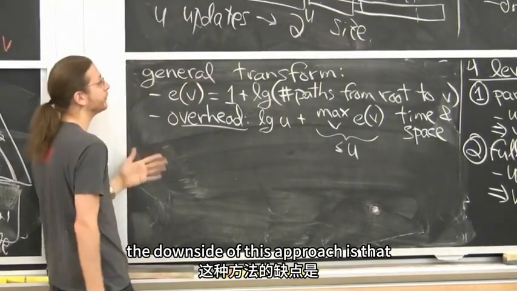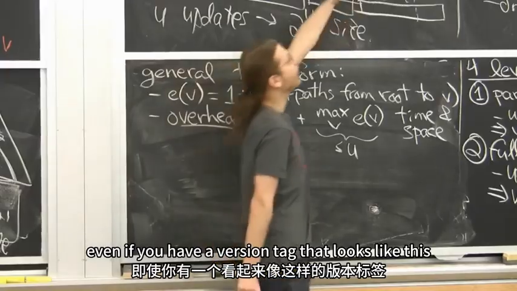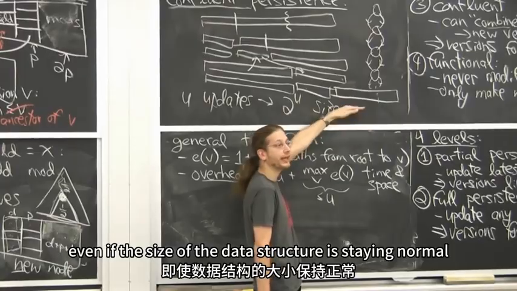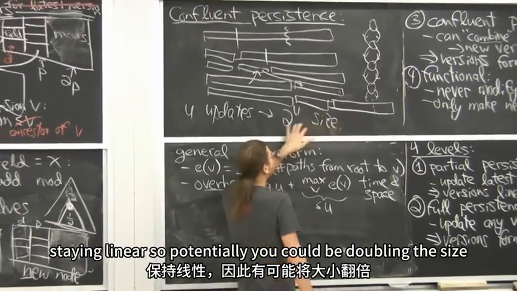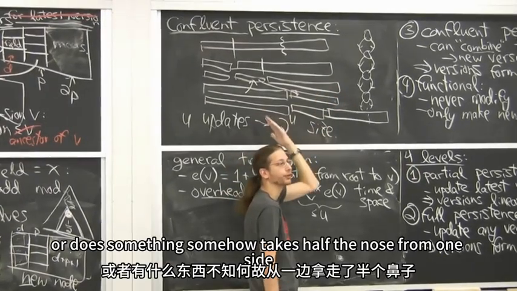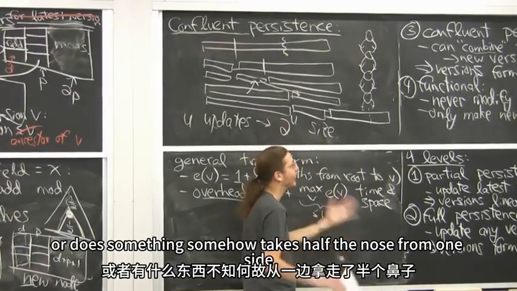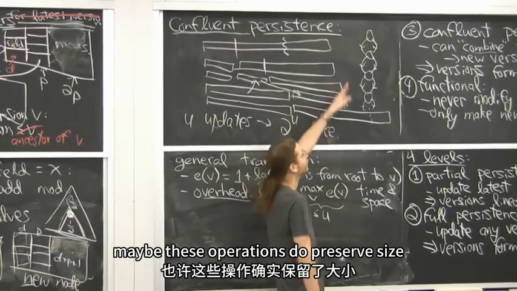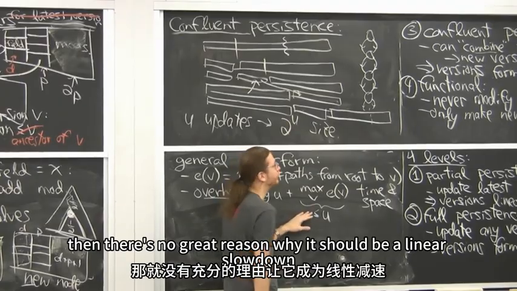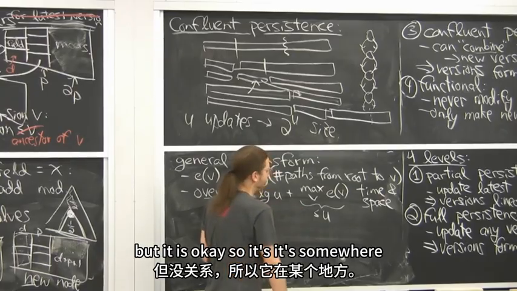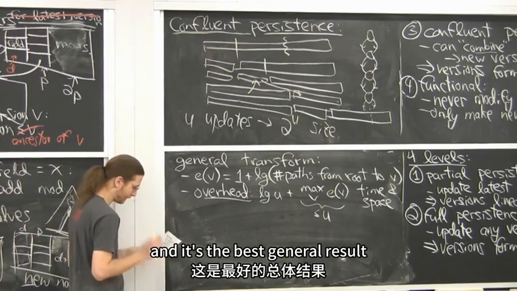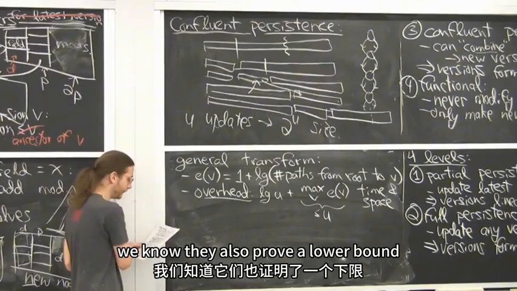The downside of this approach is that even if you have a version DAG that looks like this, even if the size of the data structure is staying normal, staying linear, so this potentially you could be doubling the size, but we don't know what this merge operation is. Maybe it just throws away one of the versions or does something, somehow takes half the nodes from one side, half the nodes from the other side. Maybe these operations do preserve size. Then there's no great reason why it should be a linear slowdown, but it is. Okay, so it's all right, but not great. And it's the best general result we know.